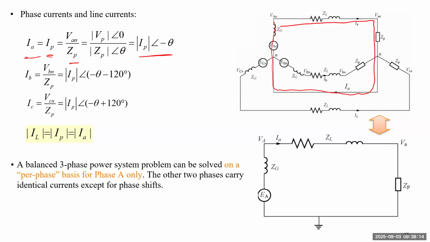Because whatever you calculate on this circuit, the voltage and current, you can easily get the voltage and current on phase B and phase C. So you only study the system as a single phase circuit. Then you duplicate the answer, with some modification, to get phase B and phase C. So we only need to utilize Kirchhoff's voltage law for this circuit.